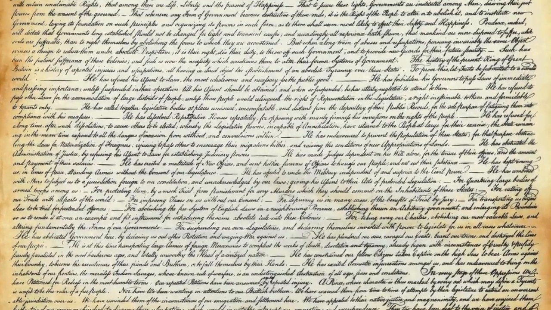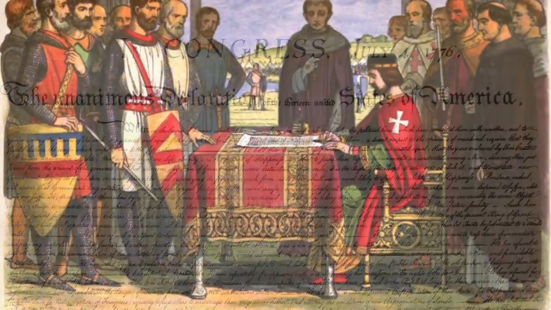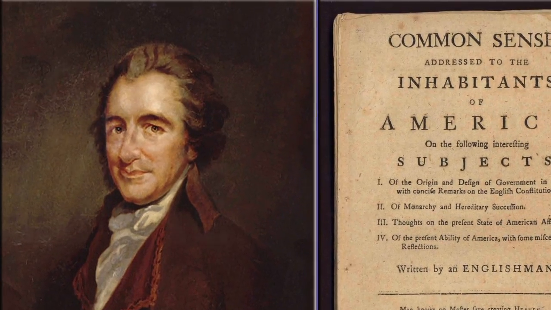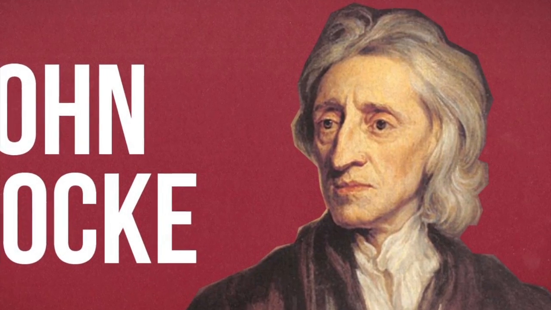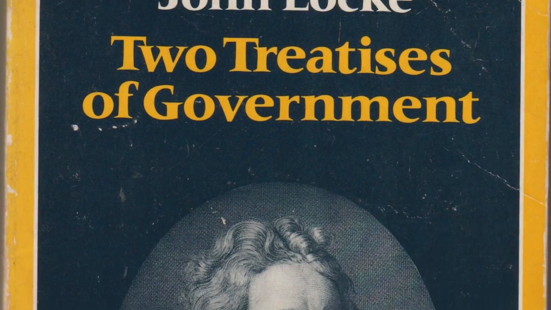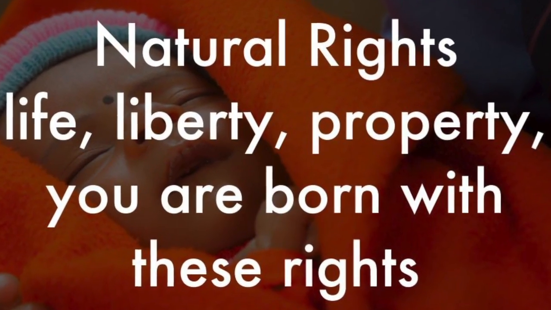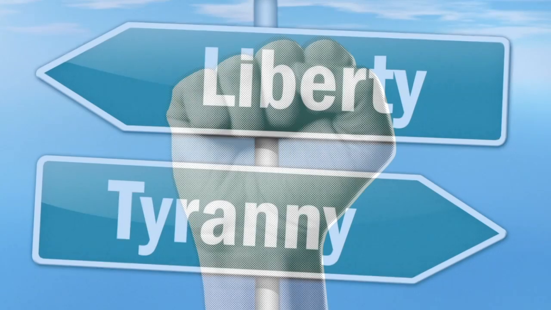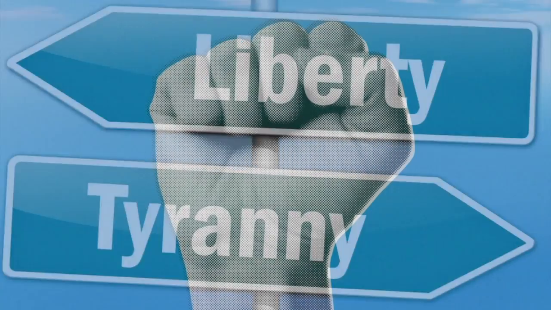Thomas Jefferson was influenced by several other existing documents and authors when he wrote the Declaration. One of the biggest influences was John Locke, who said that people are born with certain natural rights called life, liberty, and property, that the people form governments to protect their rights, and if governments interfere with these rights, the people have the right to overthrow their government.